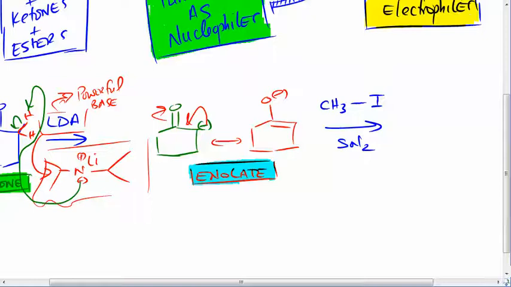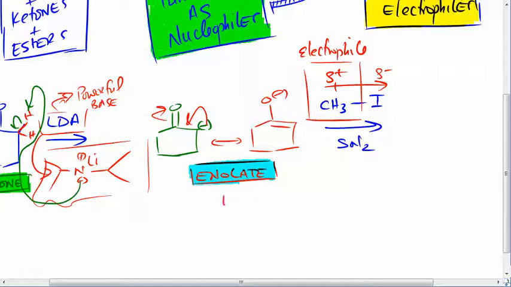Now notice that there's going to be a polarity here, right? And this is going to be partially positive, and this is partially negative. So this here should be my electrophile. Right? So I already got my nucleophile here. Right? And that's my electrophile. So then what should logically happen? The enolate's gonna attack the CH3.